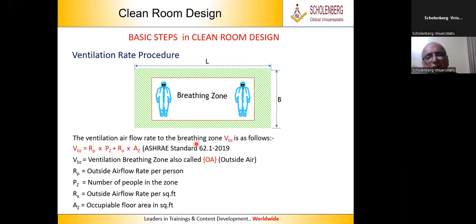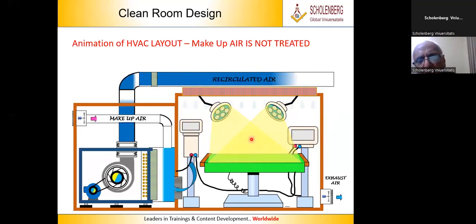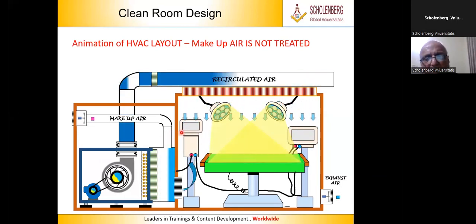This is the formula of ASHRAE standard 62.1. This is the formula for getting the amount of ventilation required. The makeup air is not treated.